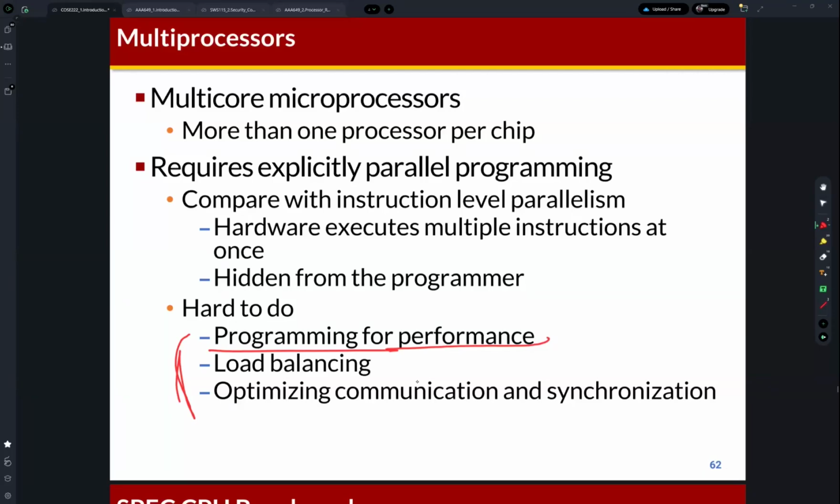This is one hurdle of the multi-core architecture. And then there is load balancing: tasks need to be split fairly, but that is also not easy. Also, communication and synchronization. I also mentioned that there is a communication overhead in the real world.